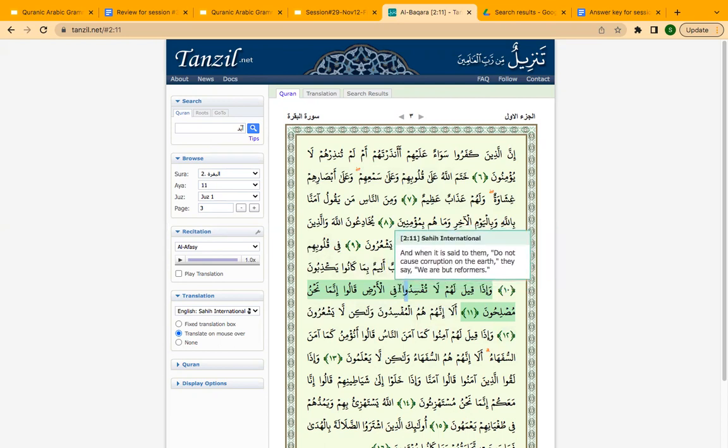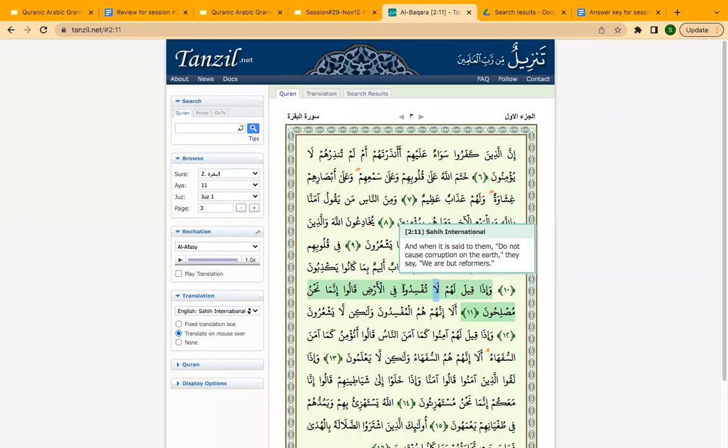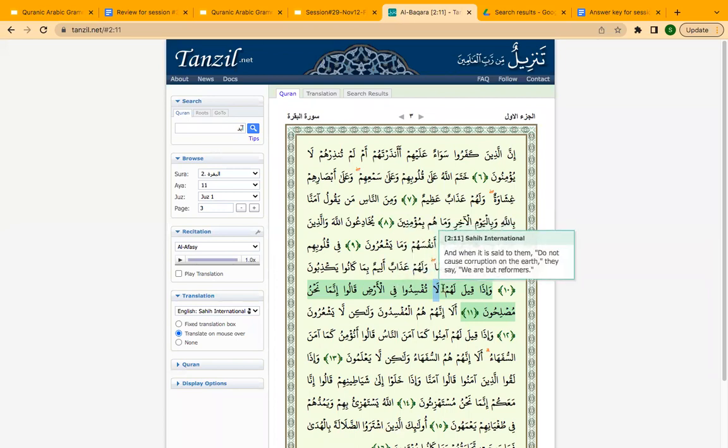So there is noon missing here and la is there. So this la is making this tufsidu majzoom, making it drop its noon. I have not learned the la in the haruful nasiba. I have learned the la in haruful jazima, right? My haruful jazima have this la. So I know now this fail is not going to be mansoob, because in mansoob form it's going to look the same. But because of the presence of this la, I know that this is la nahiya, making my mudare majzoom.